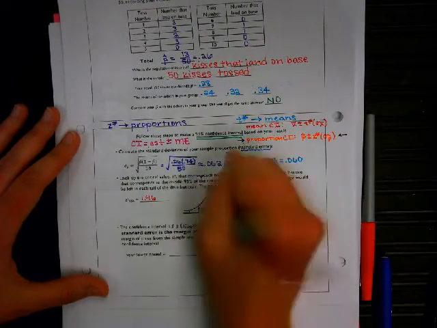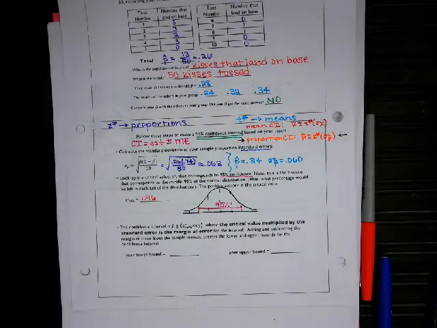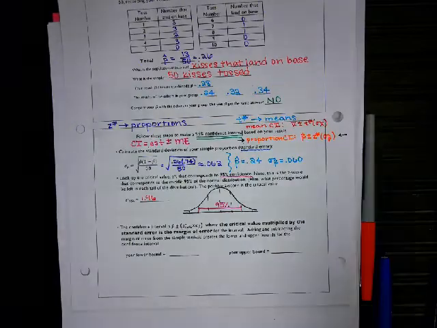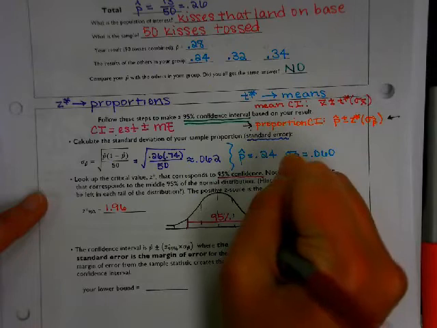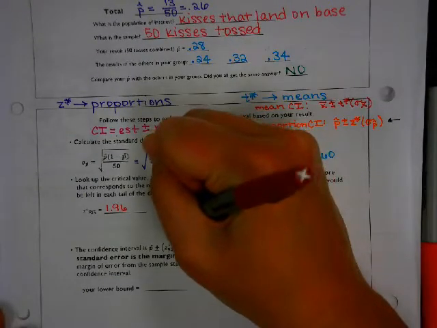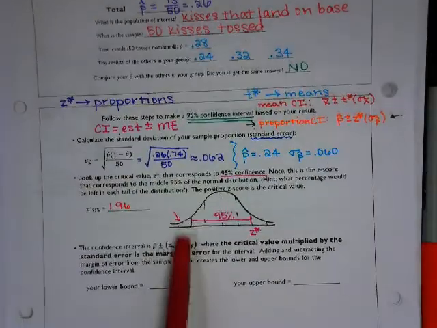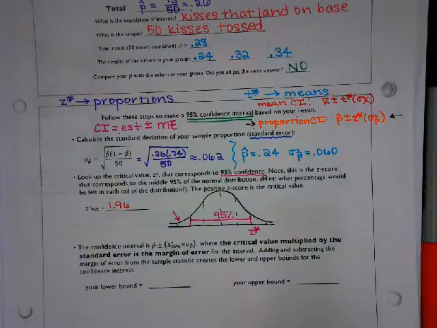So 95% is 2 standard deviations above and below the mean. To find Z-star, we're looking for this Z-score right here, which you guys know how to find given an area under the curve. The thing you have to remember is that to find that Z-score, we have to include the area of that tail. What is the area of that tail? 0.025 or 2.5%.